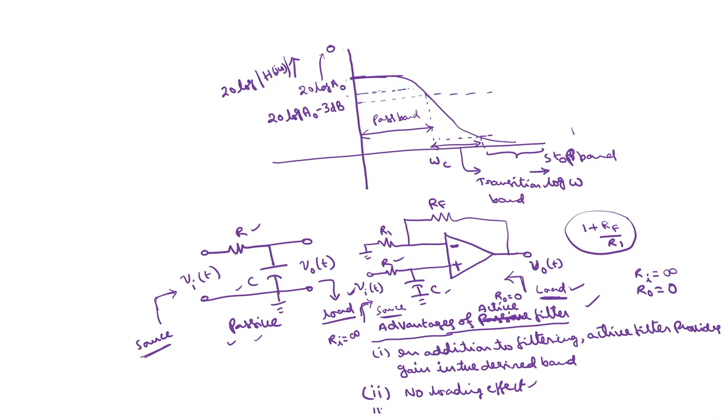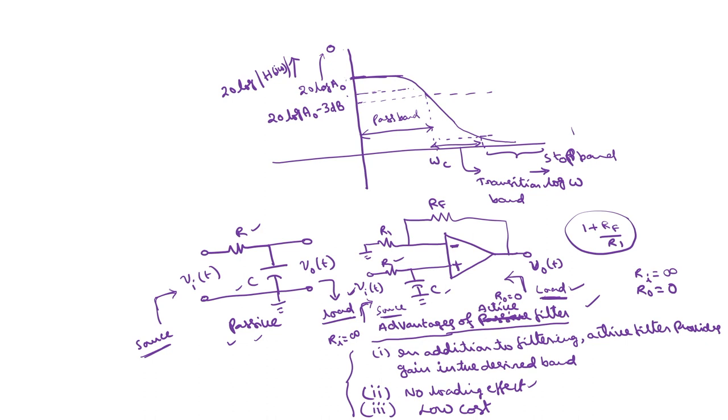And the third one is low cost, because the operational amplifier does not contain any inductors. Here an inductor can be simulated by using R and C elements. So the cost of this active filter is less than that of the passive filter. Because of these three reasons, active filters are more popular nowadays. In almost all the electronic appliances, active filters are present.